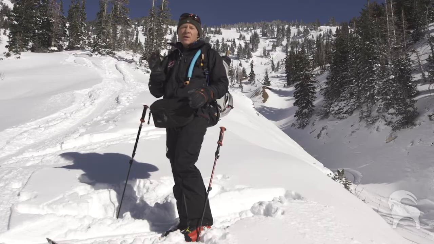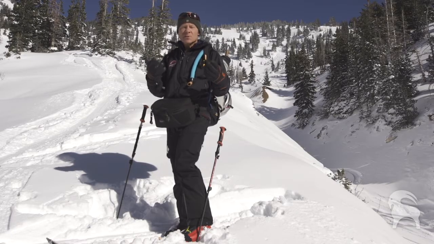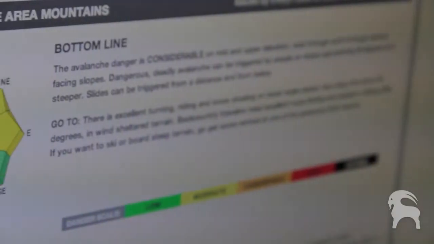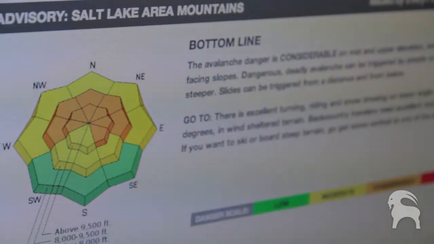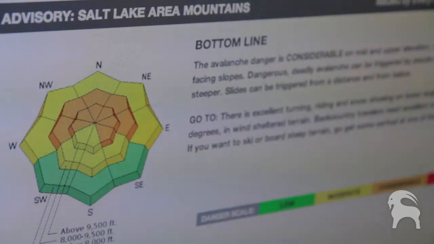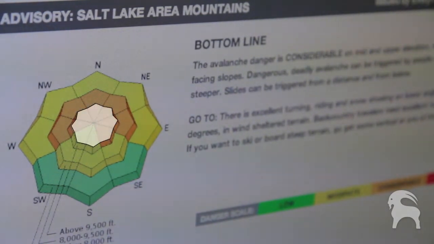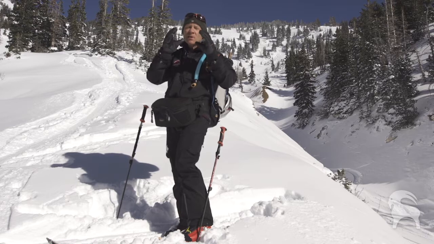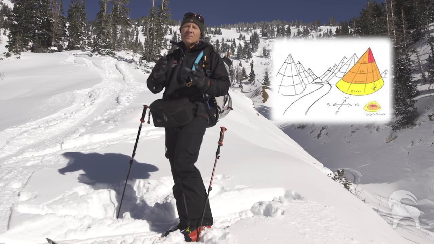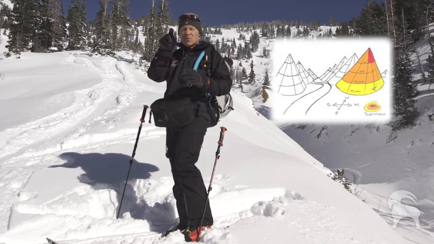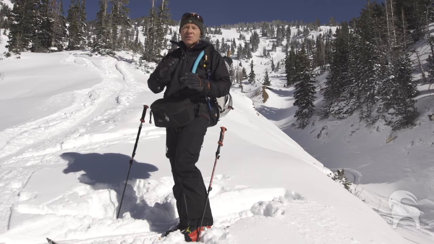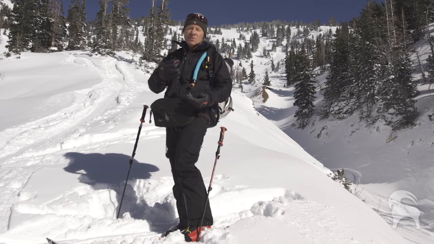A really handy way to know which slopes are dangerous and which slopes are safe is to go to the Utah Avalanche Center website. On our Avalanche Advisor, we have what we call a danger rose. So we plot the avalanche danger by aspect and elevation. The center of the rose is the top part of the mountain, the high elevation. The outside of the rose is the bottom of the mountain, the low elevation. So it's kind of like looking down on a cone-shaped mountain, if that makes sense. And then we plot on there the north, south, east, and west. So you can, at a glance, just instantly see where the dangerous slopes are and where the safe slopes are.